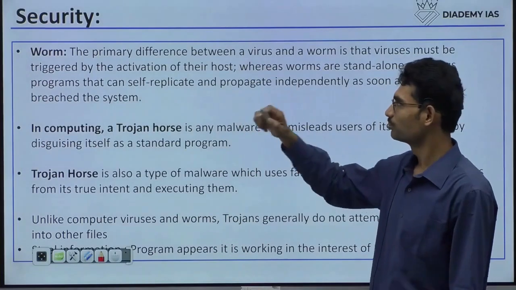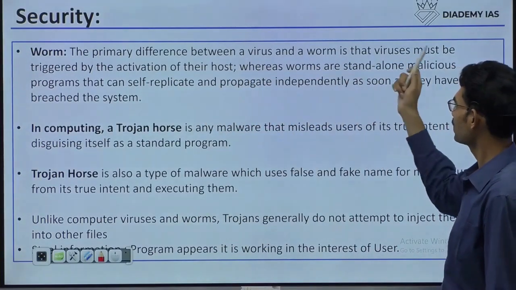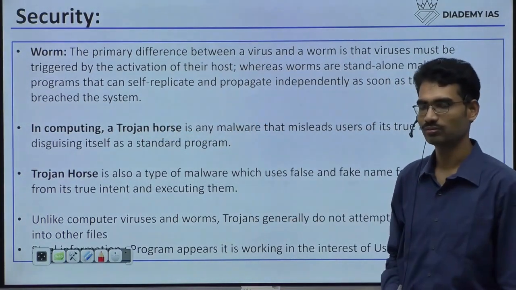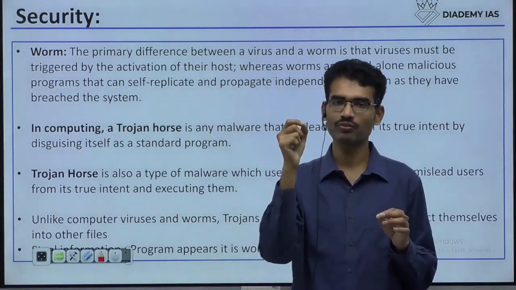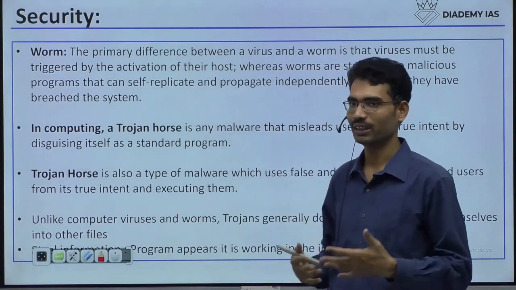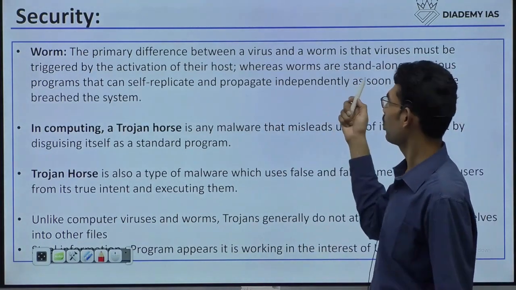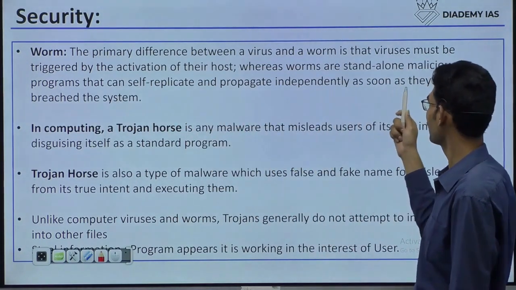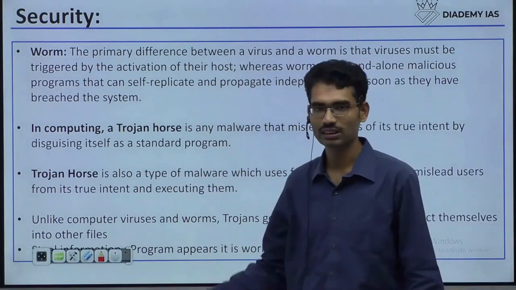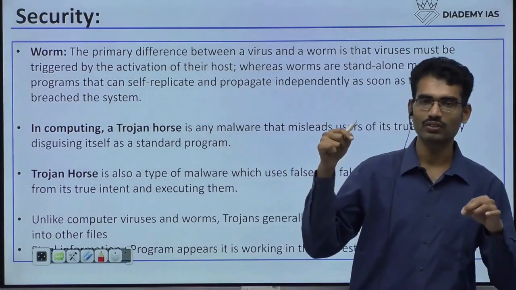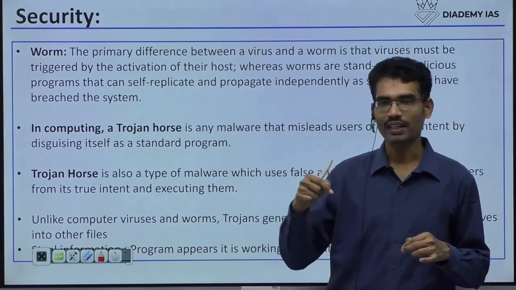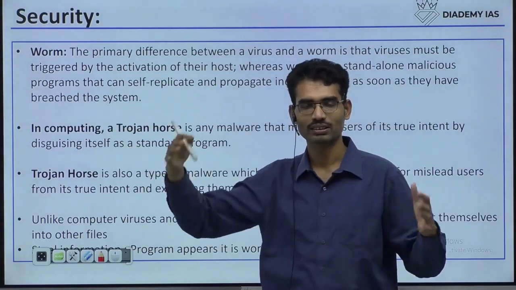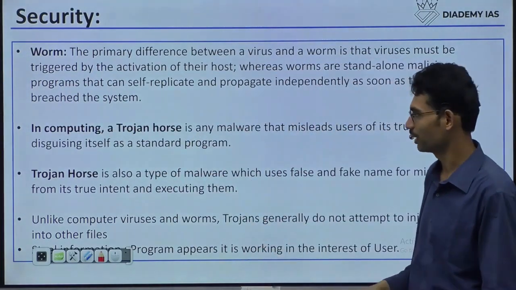For example, worm. The primary difference between virus and worm is that a virus must be triggered by the activation of its host. Only if you click on it or run the program will the virus start spreading. But a worm is a standalone malicious program that can self-replicate and propagate independently as soon as it has breached the system. In the case of a virus, you need to activate it. Without activation also, once it breaches the system, a worm can destroy or damage the computer.